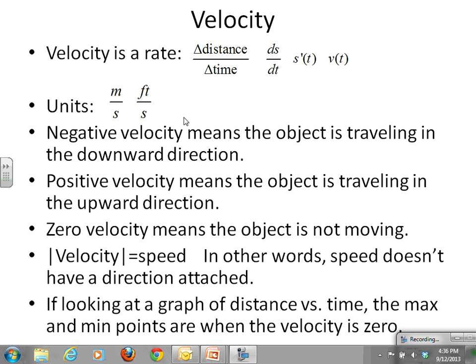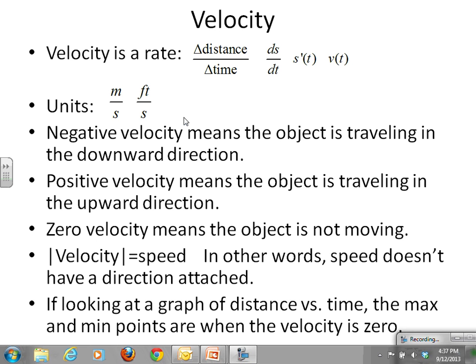Okay, since we are going to have to be reading some graphs in this section, it can get a little confusing what exactly it means if your graph is above the x-axis or below it, or the slope is positive or negative. So let me try to summarize things here. A negative velocity simply means that the object is traveling in a downward direction or a left direction, whatever negative direction is. Negative velocity is just telling you that it's going in the negative direction.